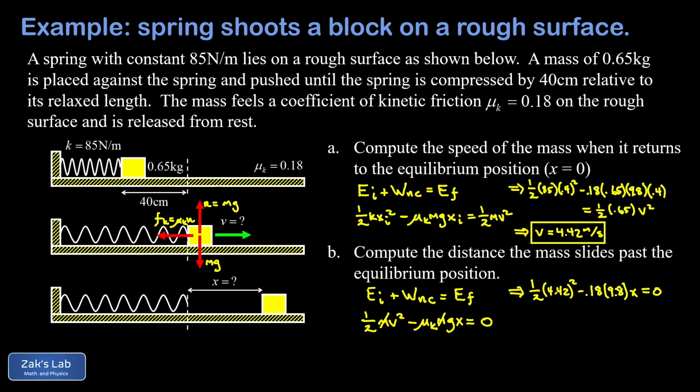So again, we can do it all at once in our calculator. We'll just imagine adding that negative term to both sides, and then we compute 1/2 times 4.42 squared, and divide by 0.18 times 9.8. And to 3 significant digits, this gives us a sliding distance past the equilibrium point of 5.54 meters. And we're done.